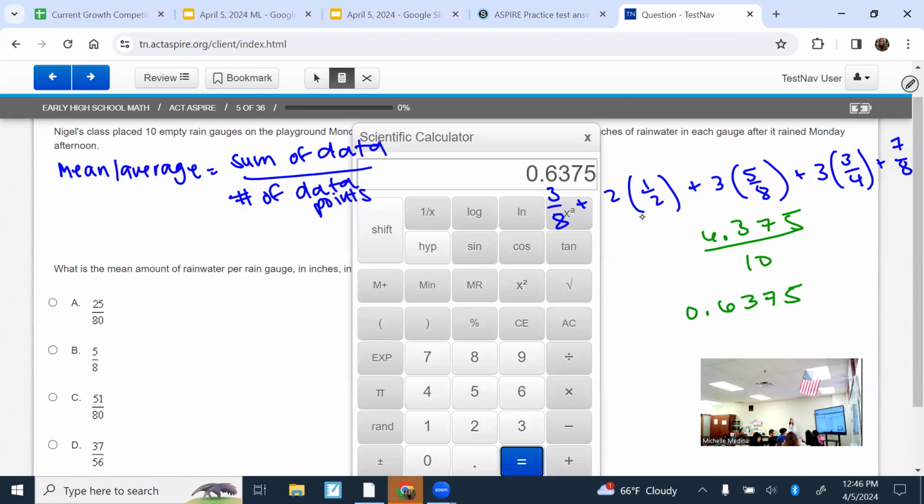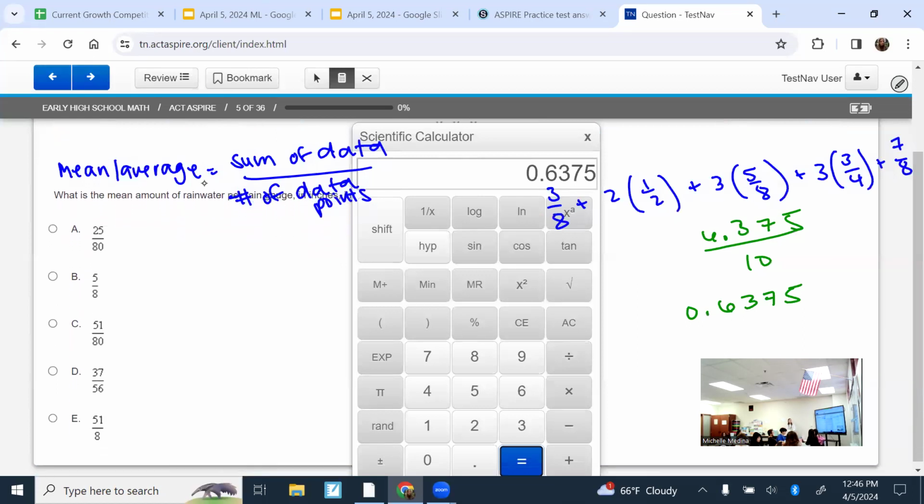If I don't have a real calculator and I'm stuck with this one, then the way I would figure out the right answer is to see which of these fractions gives the same decimal. So 25 divided by 80 is not the same decimal. 5/8, I'm pretty sure it's not the same decimal, but I'll still try it. Okay, not the same decimal. 51 over 80 is the same decimal. So that's why the answer was C.